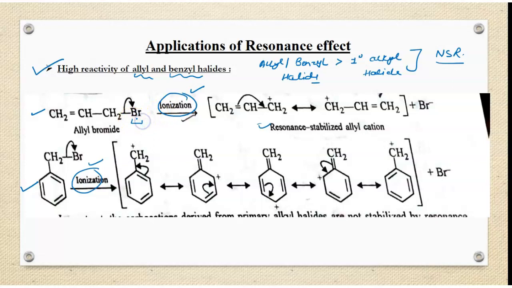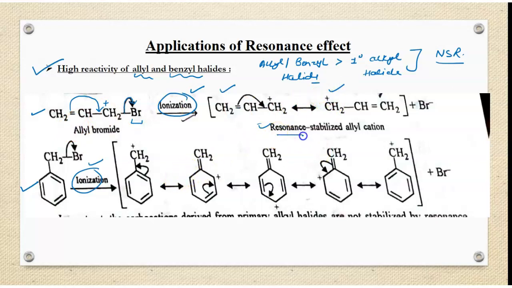Your bromine, now being electronegative in nature, will be taking the electrons from this covalent bond between CH2 and Br. After taking up the electrons, the structure formed is something like this, right? Now, after losing bromine, your CH2 will acquire a positive charge, which will now be stabilized by taking electrons from this pi bond, resulting in the formation of something like this.